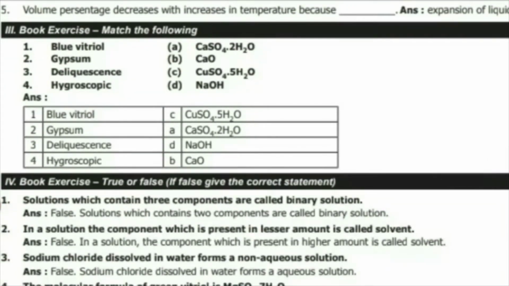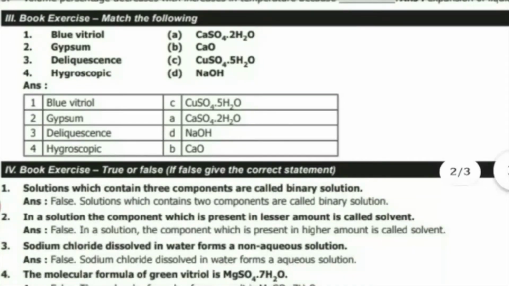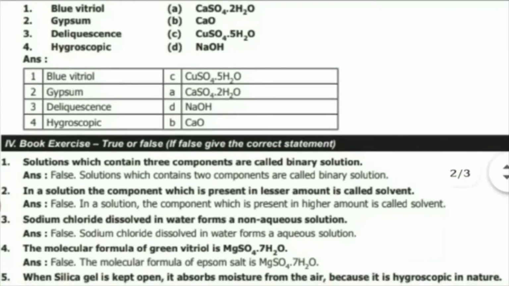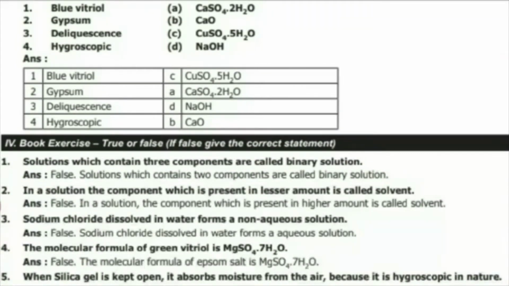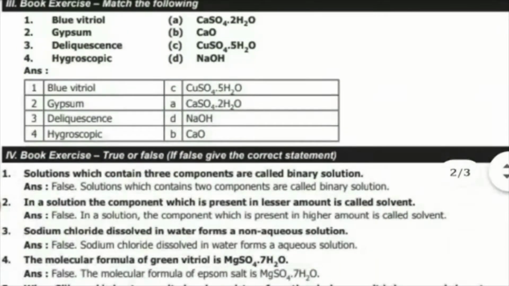Next, gypsum. Formula CaSO4·2H2O. Next, third one, deliquescence. Answer NaOH. Fourth one, hygroscopic. Answer BCAO. Okay, so match the following is over.